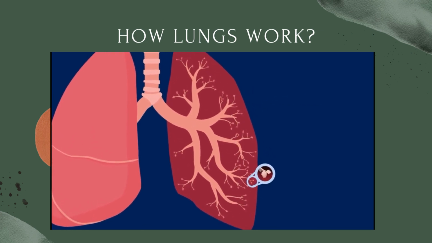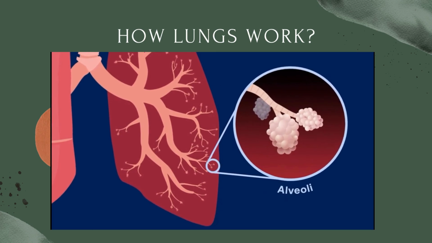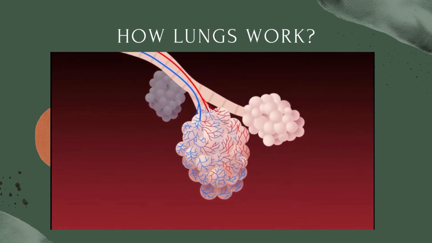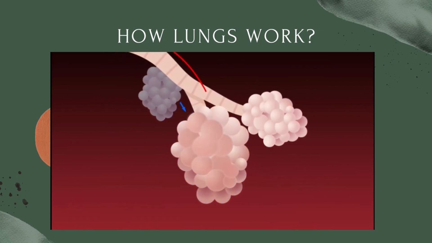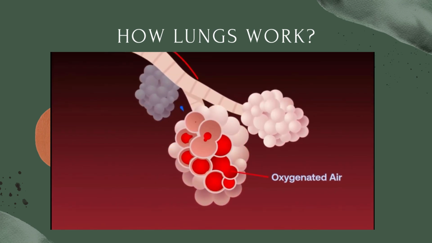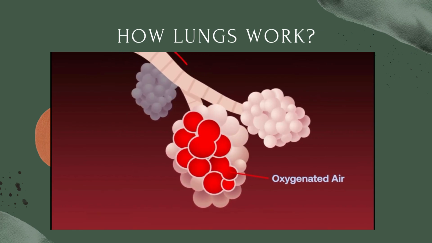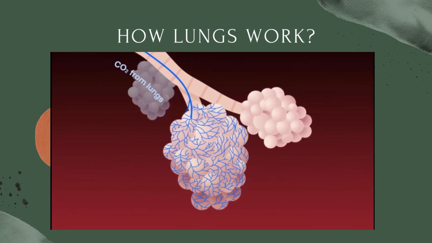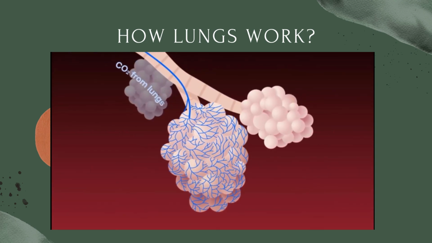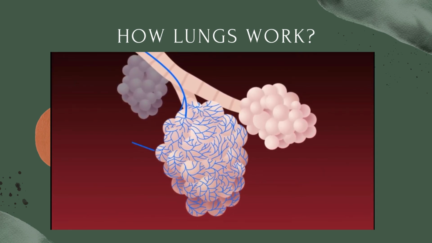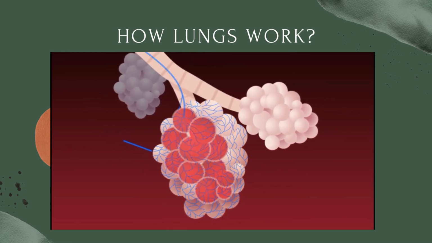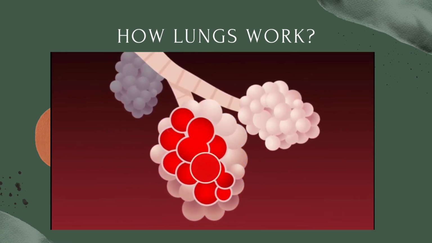At the end of each bronchiole is a cluster of little air sacs called alveoli. Alveoli are wrapped in tiny blood vessels called capillaries. The air you breathe in fills these air sacs with oxygen-rich air. This is where the exchange of gases occurs. Carbon dioxide is the gas our body naturally produces. We must get rid of this waste gas.